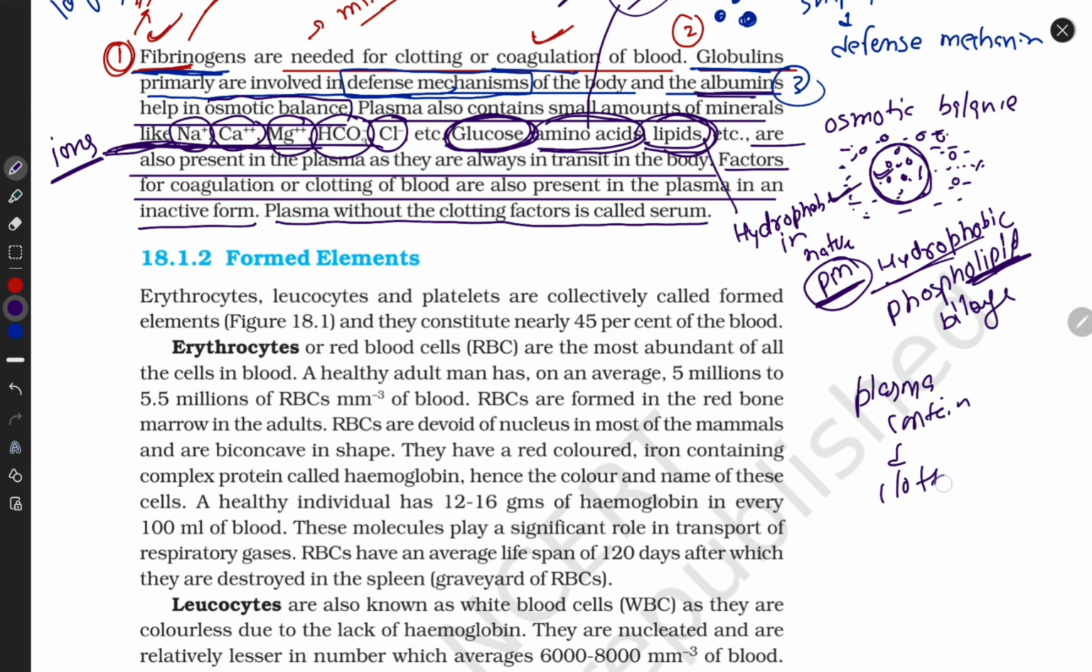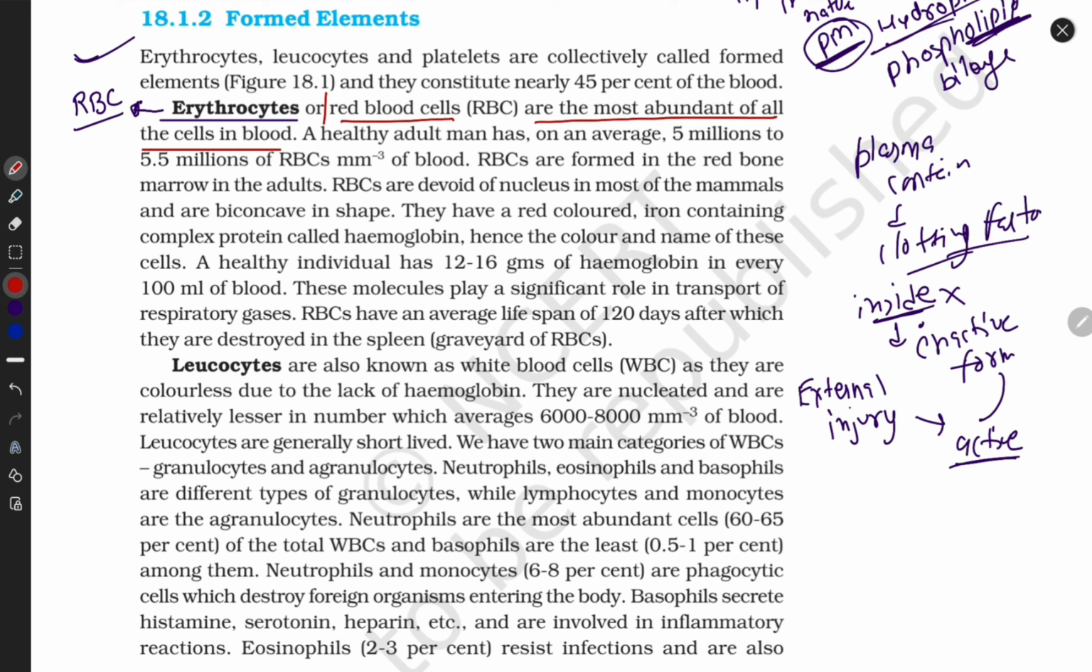Now next, let's switch towards formed elements. Let's start with the first, erythrocytes. In future, erythrocytes make RBC. Red blood cells are the most abundant of all the cells in blood. Whatever formed elements are present in our blood, the highest amount is RBC.